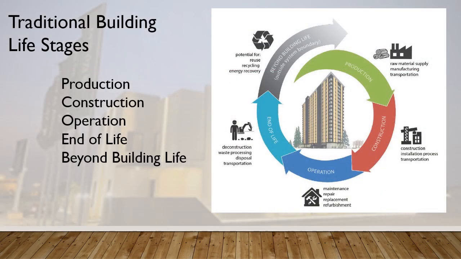Let's look at the life stages of traditional buildings. They begin in the production of raw materials and transportation to the job site. During the construction process, they are assembled and finished for the operation and occupancy stage. After a building can no longer serve its purpose, the end of life stage, it is deconstructed and disposed of, usually to be replaced by another traditionally built building. The reuse of building materials is much lower than what may be possible with 3D printed buildings.